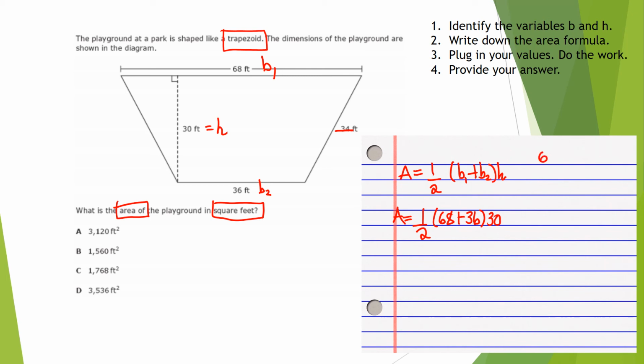We're going to add 68 plus 36. 8 plus 6 is 14. 6 and 3 is 9, plus 1 more is 10. Alright, so we have 1/2 times 104 times 30. So now we're going to multiply 104 times 30.